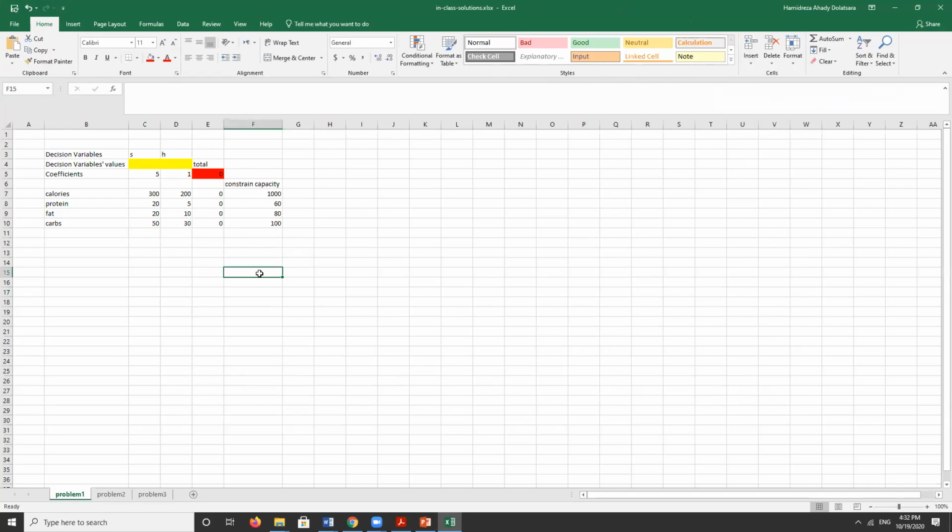So now I have 4 constraints. Let's say I sell 2 sandwiches here and 2 hash browns. How many calories would it make? Can you give me an answer? So let's say my decision variables, which are the number of hash browns and sandwiches, are both 2. How many calories would it take?